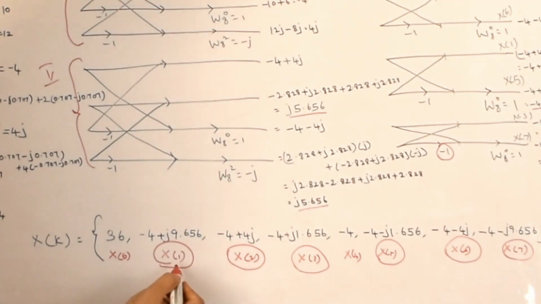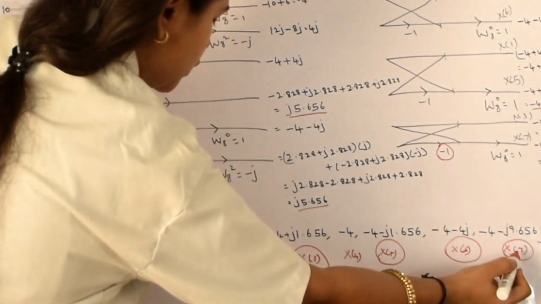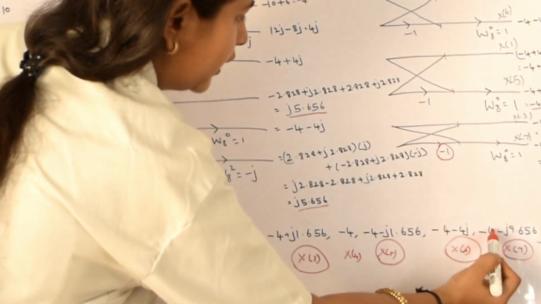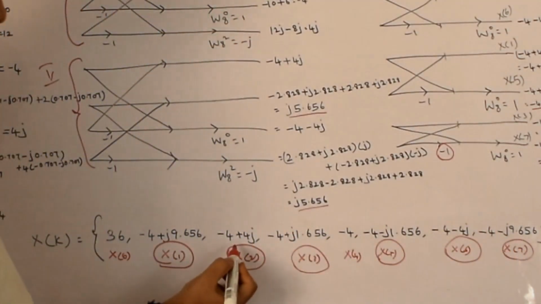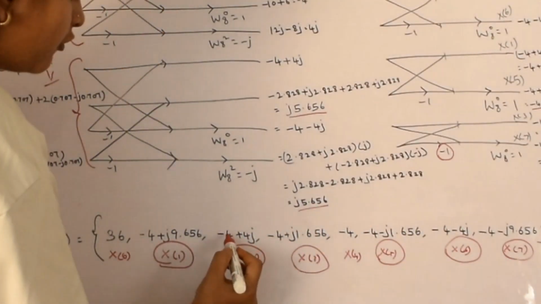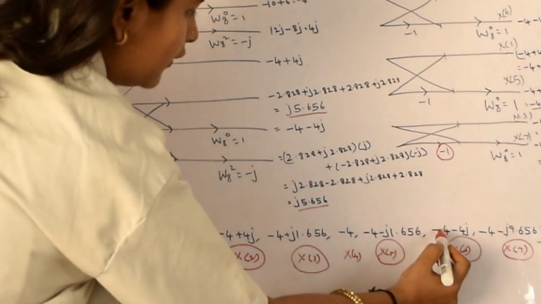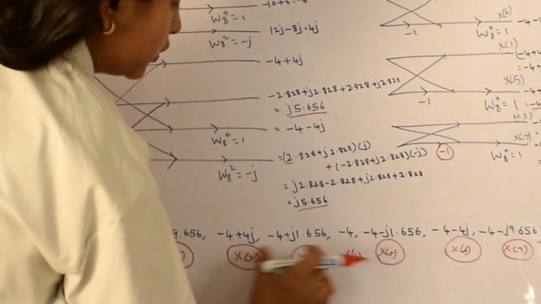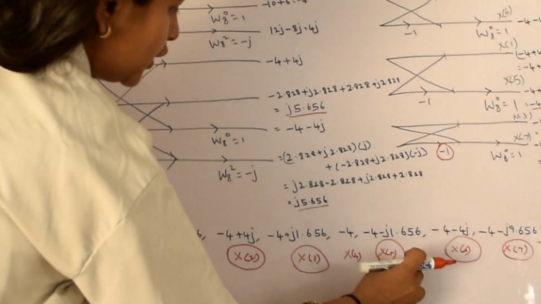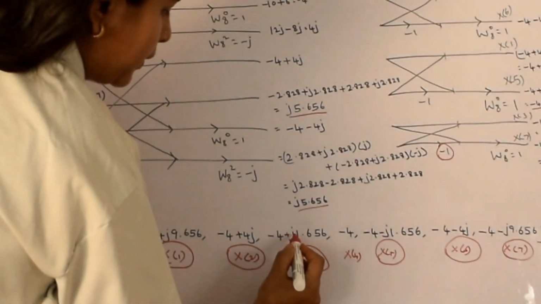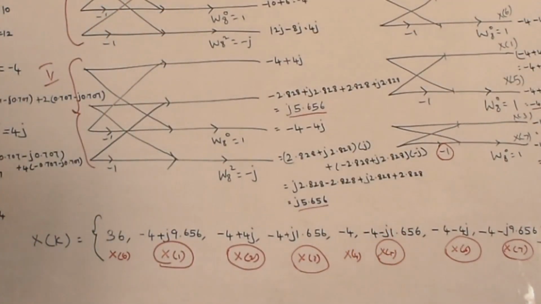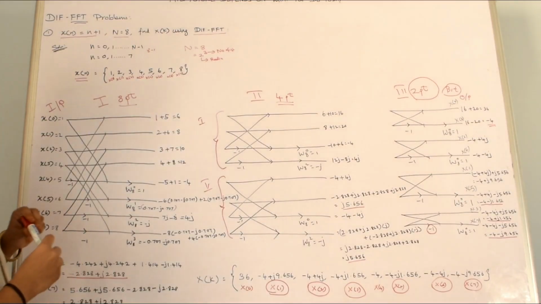Your x of 1 will be the complex conjugate of x of 7. You can verify it. Here you will have -4 plus j 9, here you will have -4 minus j 9. The next statement, x of 2 will be the complex conjugate of x of 6. Here you will have -4 plus 4j, here you will have -4 minus 4j. So both are complex conjugates. The next one, x of 3 will be the complex conjugate of x of 5: -4 plus j1, and here you will have -4 minus j1. By verifying these three statements, you can check whether you have done it in a correct manner or not.